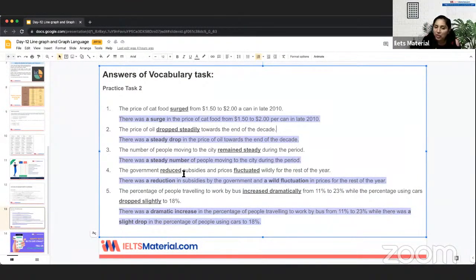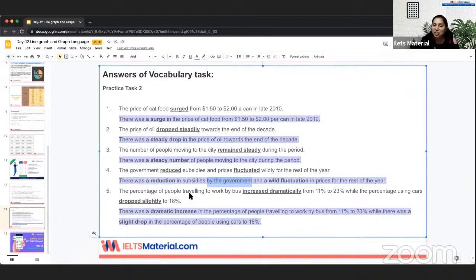Then: the government reduced subsidies and prices fluctuated wildly for the rest of the year. And the answer is: there was a reduction in subsidies by the government. So this is a complete passive sentence. By the government, a passive way of talking about the subject. So there was a reduction in subsidies by the government and a wild fluctuation in prices for the rest of the year.